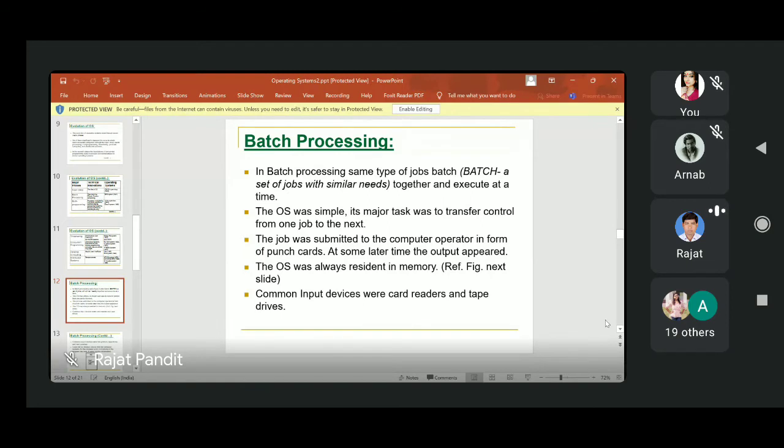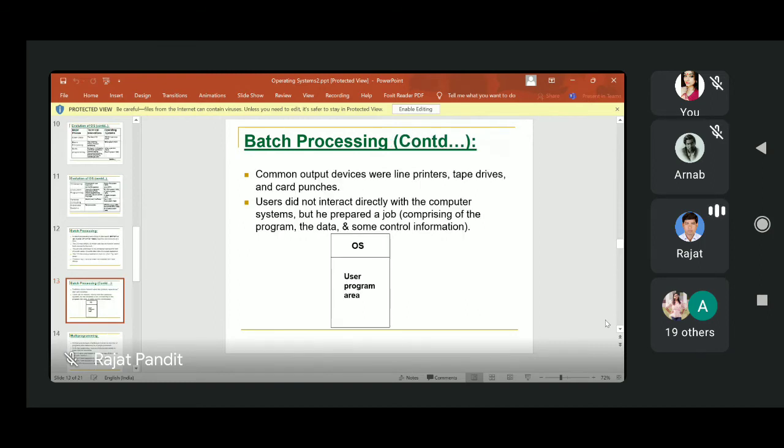That is for the next slide. Common input devices were card readers and tape drives. So this is your batch processing system, where the operating system lies above the user program area.